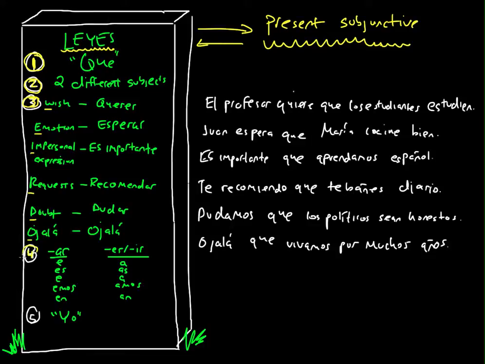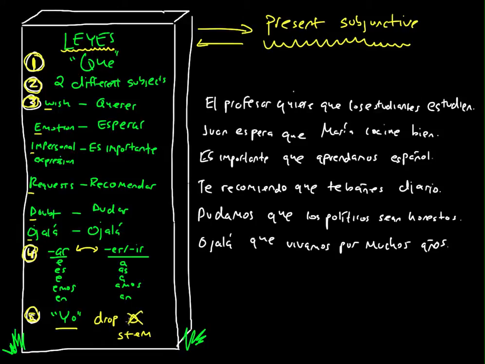The fourth thing we must include is these endings switch. Okay, so AR endings now have ER and IR endings, and ER and IR endings now have AR endings. And the fifth thing is, to use the AR and ER and IR endings, we must start with the yo form in the present tense, drop the O, and now we have our stem.